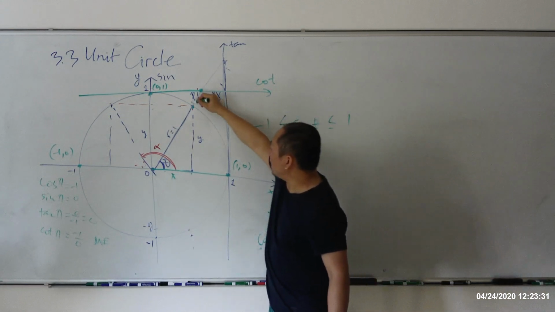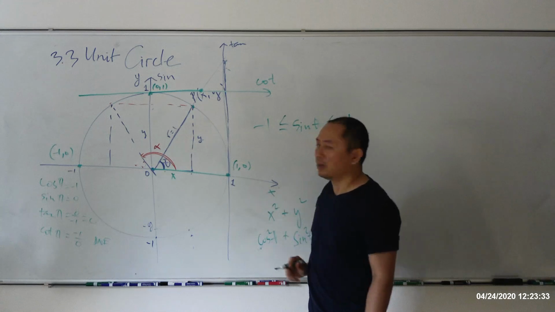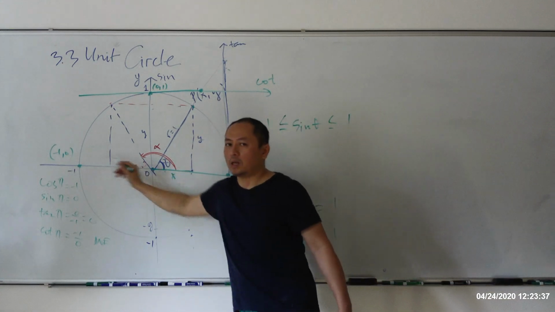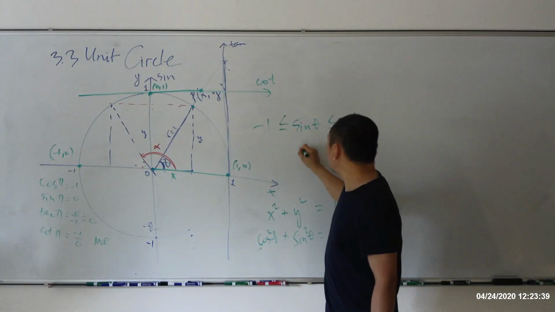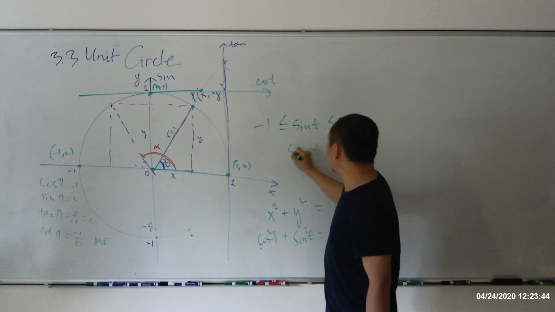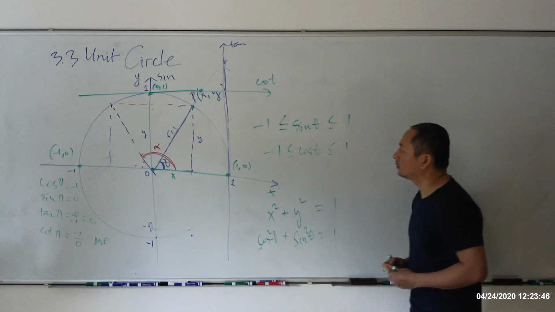Same thing, doesn't matter how you move the point P along the circle, the x component is always somewhere between -1 and +1. So cosine of theta, same thing, is always somewhere between 1 and -1. Okay?